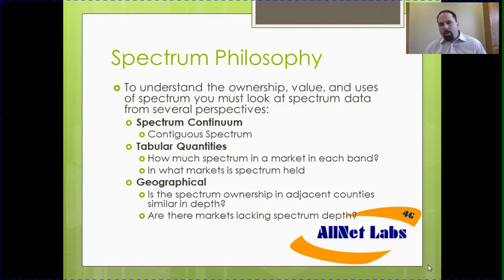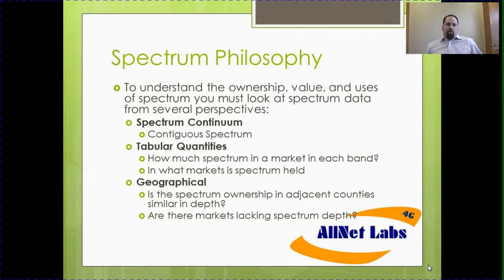Look at it from a tabular quantity perspective. Sometimes numbers jump out better when you look at them in a tabular format, so that is looking at quantifiably how much spectrum, in terms of megahertz, a carrier has in a particular market relative to another carrier. And then lastly, look at it from a geographical standpoint, to actually put the data onto a map and see whether there are holes or gaps or areas of less spectrum or more spectrum that are opportunities or challenges.